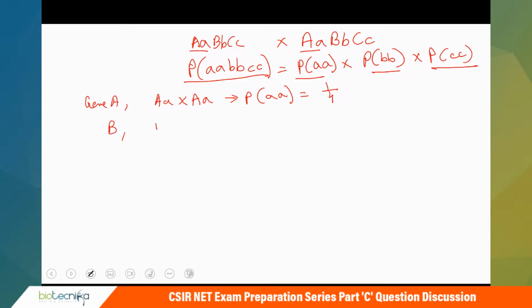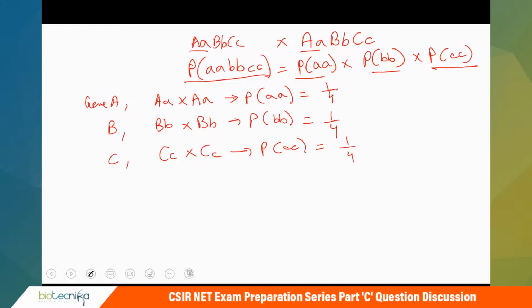Similarly for gene B, the cross is this. So the probability of small b is again 1 by 4. For C, again 1 by 4. Now, if you combine them all, the probability of all recessive genotypes will be 1 by 4 multiplied by 1 by 4 multiplied by 1 by 4, that is 1 by 64.